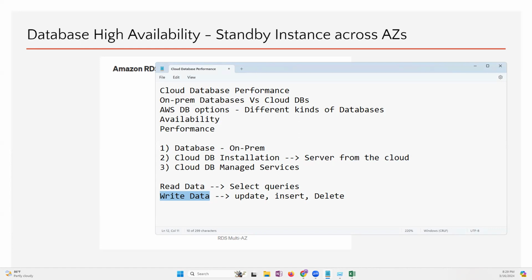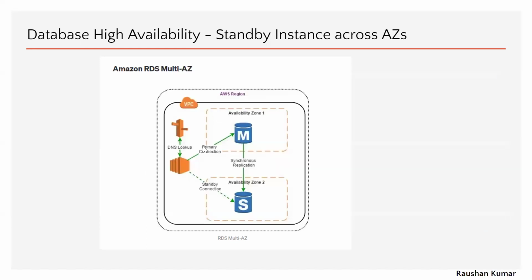Now, my question is, what will you do if there are a lot of reads and writes happening to the primary database, and your performance is getting choked? Can this happen over time? Yes or no? Can this happen? Yes. What would you do?